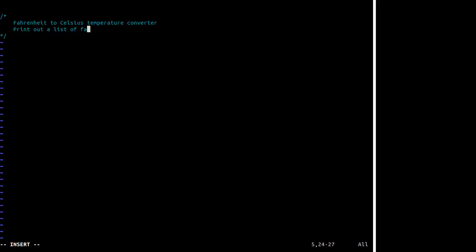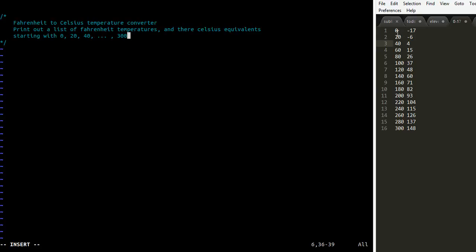What I'm trying to accomplish is to print out a list of Fahrenheit temperatures and their Celsius equivalents, starting with 0 degrees and then 20, 40, all the way up to 300. I have the output of what I want it to look like over here. See, these are all my Fahrenheits, right? 0, 20, 40, 60, 80, 100, all the way up to 300.